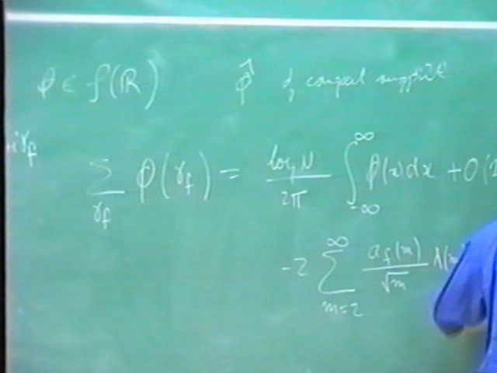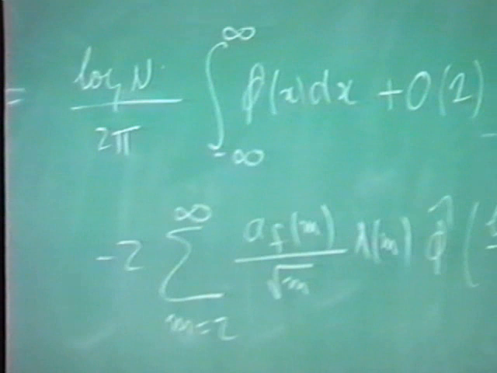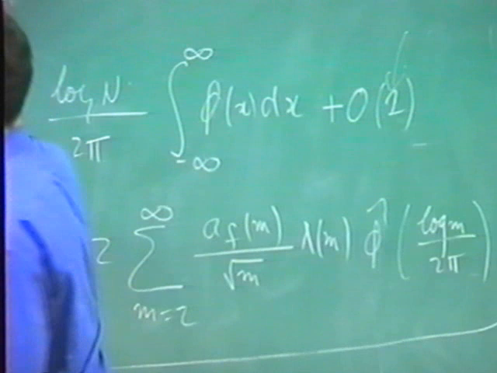And the Fourier transform here, evaluated at log m over 2 pi. So at the logs of the primes, this restricts to prime powers. You have something exact here, by the way. I am just interested in asymptotics as n goes to infinity. So phi is a fixed test function.